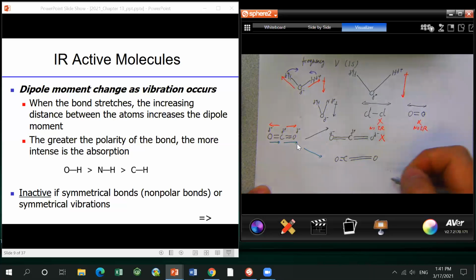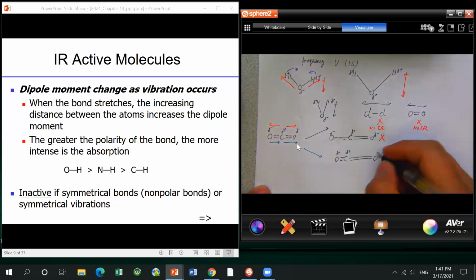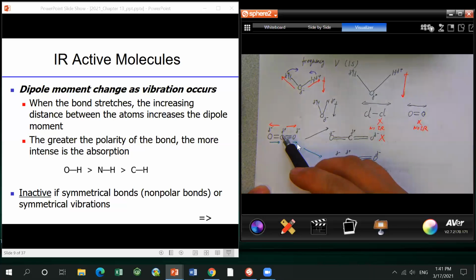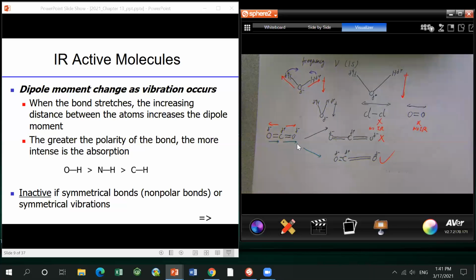Now the net positive charge is still on carbon, the net negative charge on oxygen. Now compared to the very beginning case, the center of the negative charge and the positive charge in the middle of the molecule do not overlap. There's a dipole moment change, so there will be IR absorption. Please keep this in mind: you have to get a dipole moment change, and then you can see the IR signal.